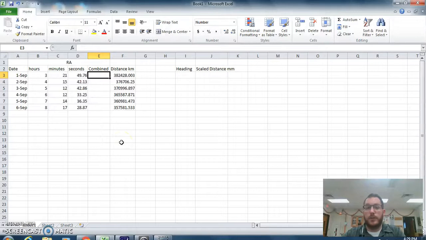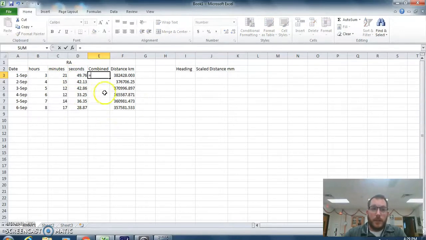The first thing you have to do is convert your right ascension into just a plain decimal, not hours, minutes, and seconds, just a 3 point whatever, 8 point whatever. So the way that we do this in Excel, now that I have this all set up, I'm going to write an equation to help me out with it. I'm going to start off with the equal sign.